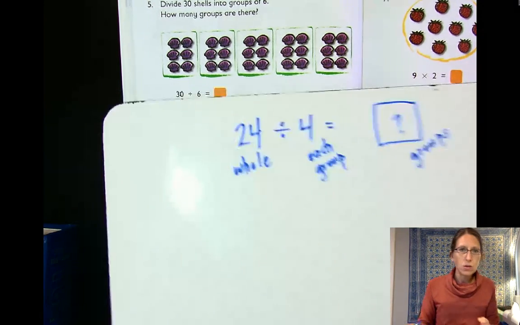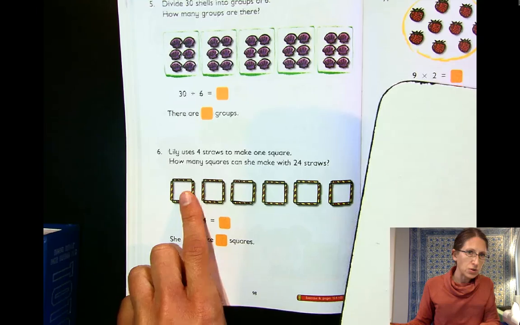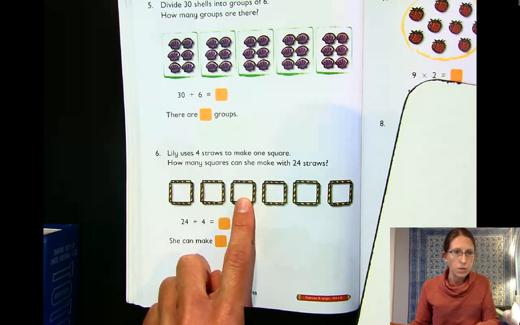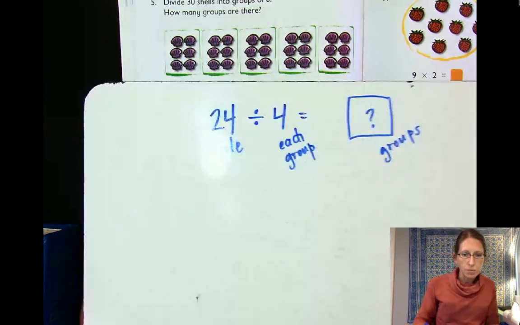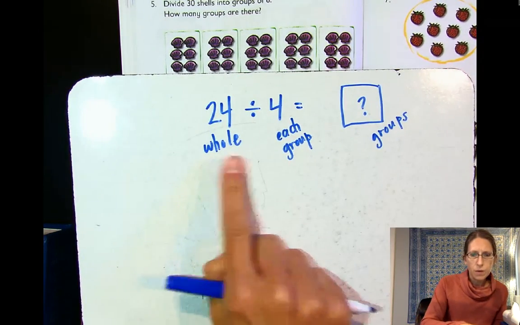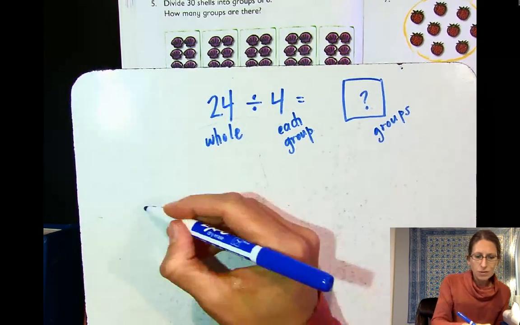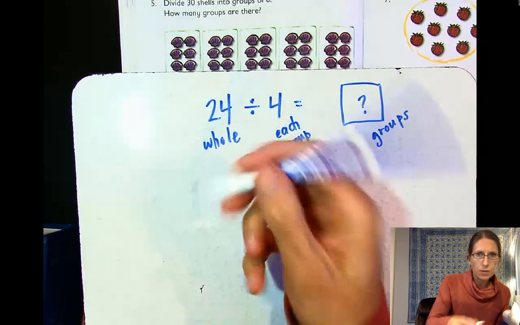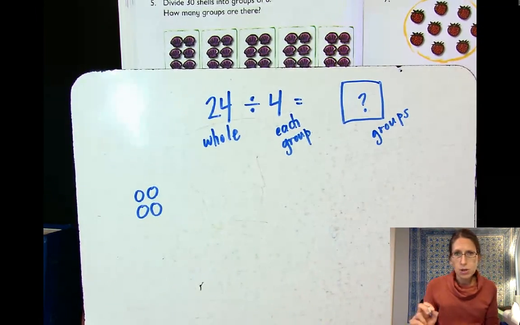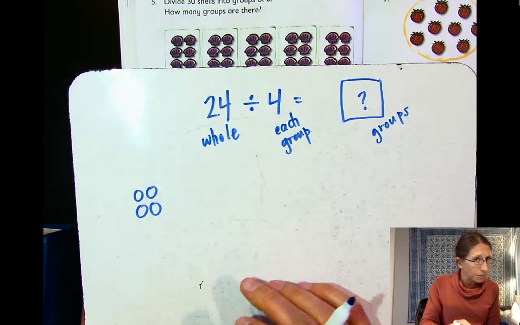And then you can see the picture. They've given us a picture so we can see, oh, well, there's 4, and there's another 4, and there's another 4. But if they didn't have this picture, here's how we could figure it out. So we know we have 24. There's 4 in each group, so we could do the same thing we did with our shell problem. I like to draw circles. You could draw any shape you want. You could even draw numbers.